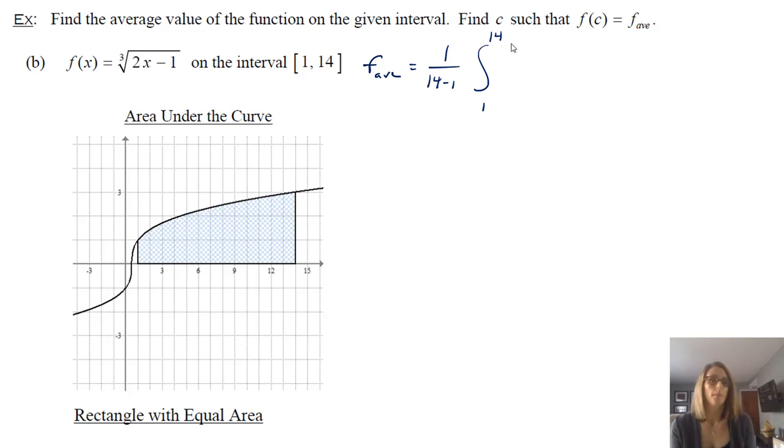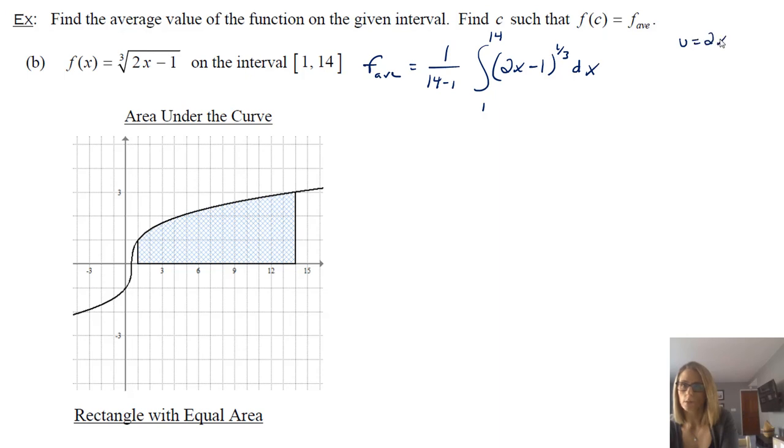So the setup is 1 over b minus a, and then we put our function inside. I'm going to raise it to the 1/3 so that I can take the antiderivative easier. Now, something to think about here would be, technically this does require the substitution rule, simply because the derivative of the inside of that is not just 1. The derivative of that is 2. So it's a fairly basic substitution, but it would be a good idea to use substitution here.